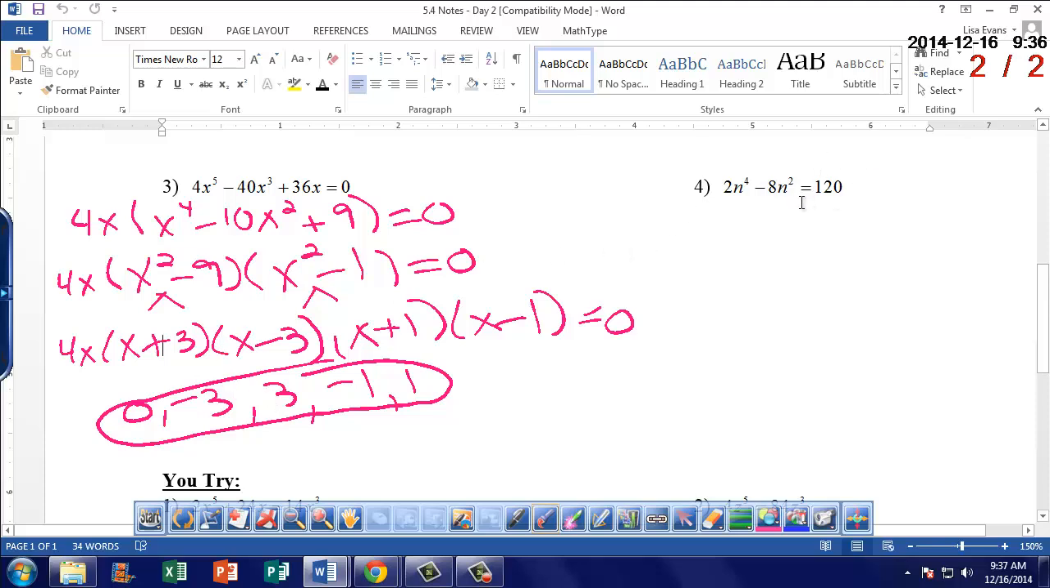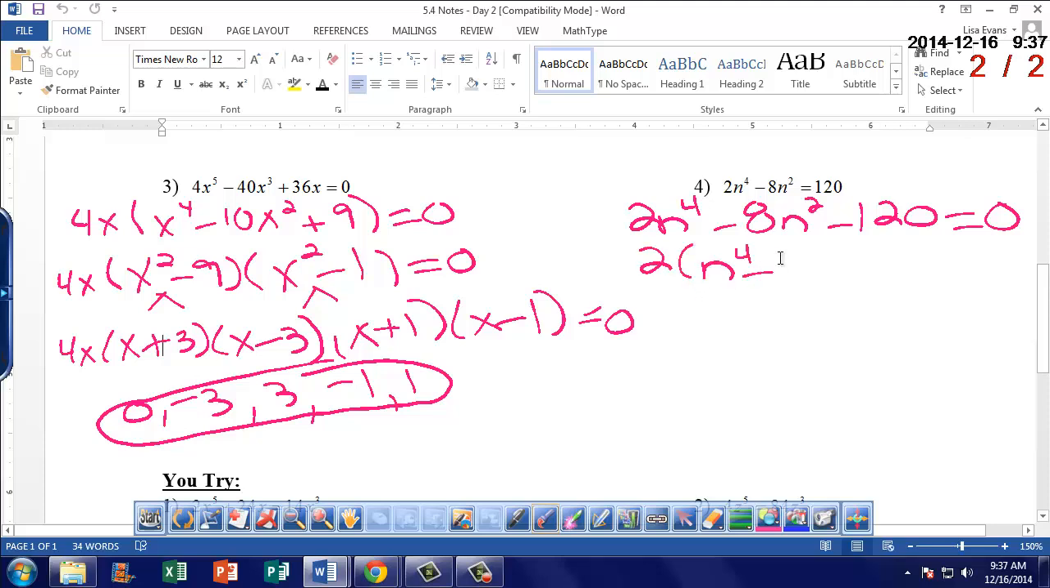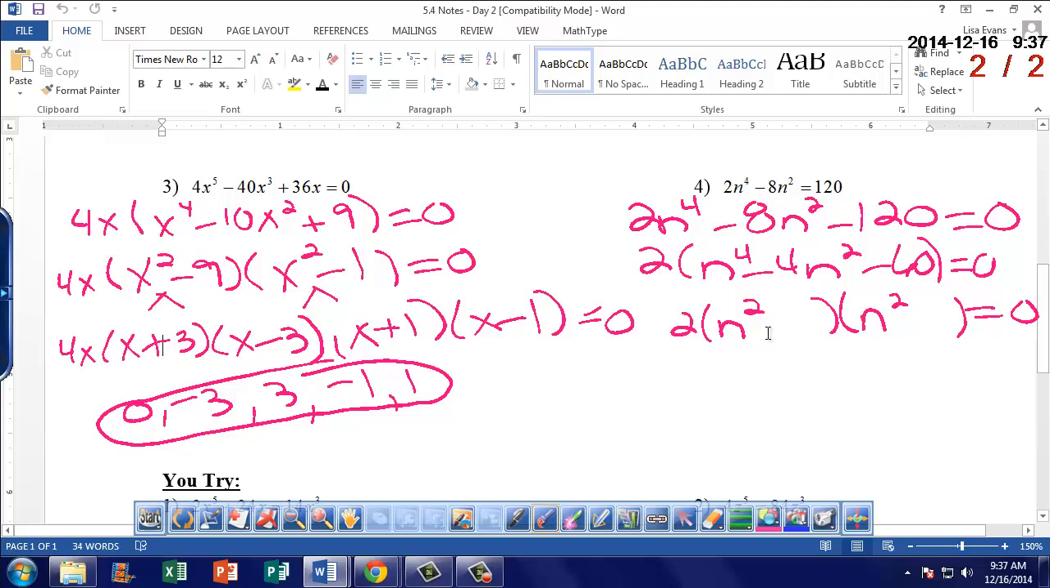Now this problem doesn't equal 0 yet, so the first thing we need to do is move over the 120. So I get 2n to the fourth minus 8n squared minus 120 equals 0. In this problem I could factor a 2 out of everything, so I'm going to be left with n to the fourth minus 4n squared minus 60 equals 0. Then this is actually easy trinomial factoring. Again, though, the first terms have to multiply to be n to the fourth. So we know in our parentheses we're going to have an n squared and an n squared. But all we have to do is find what multiplies to give us a negative 60 and adds to give us a negative 4. When we do that, that would be negative 10 and positive 6.